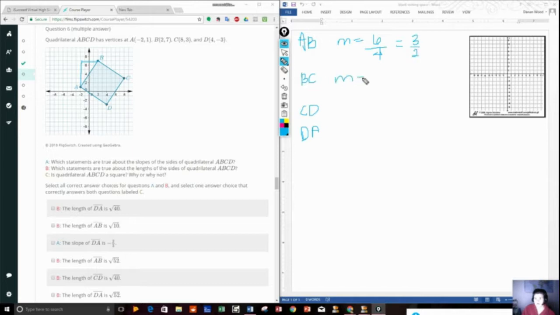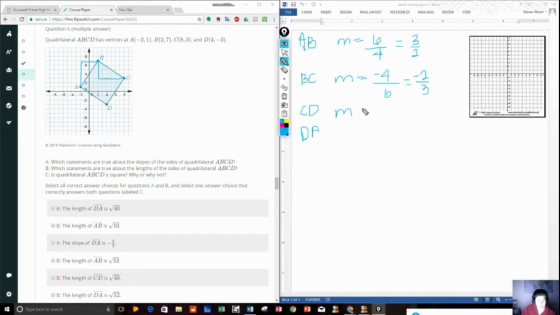BC. I'm going to count our vertical for our rise, 1, 2, 3, 4, and since I went down it's -4. Our horizontal distance, or our run, is 1, 2, 3, 4, 5, 6, and -4 over 6 reduces down to -2/3.